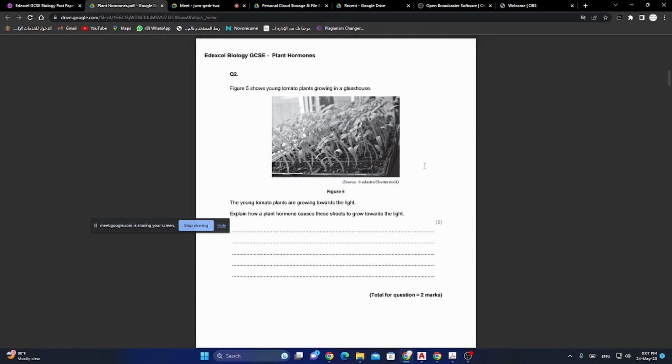Figure 5 shows young tomato plants growing in a glasshouse. Young tomato plants are growing towards the light. Okay, explain how a plant hormone causes these shoots to grow towards the light. That's called phototropism, right? So yeah, how does this chemical work again? How does that plant hormone work?